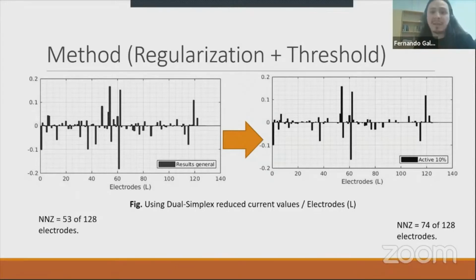Right off the bat, we can conclude that using just a threshold will filter out some currents, actually some electrodes that we don't really care too much about. So for that reason, the potential that is supposed to be on that electrode is going to be redistributed to another electrode that actually plays a bigger role in transcranial electrical stimulation.